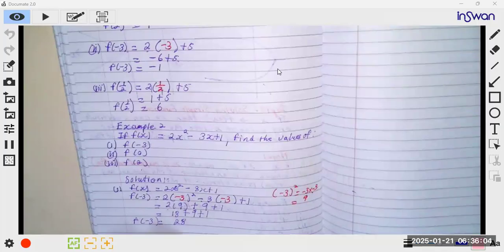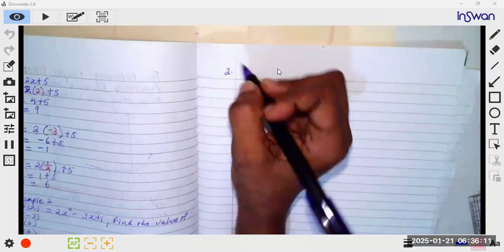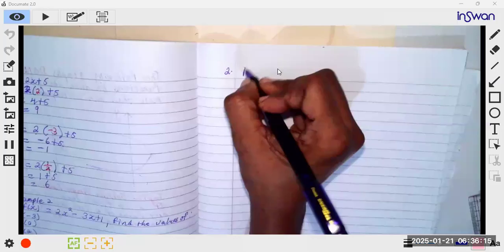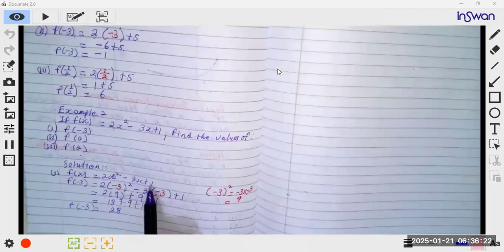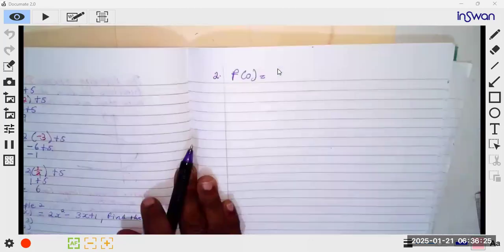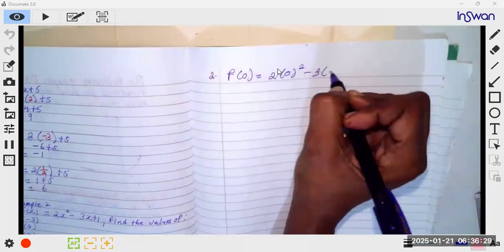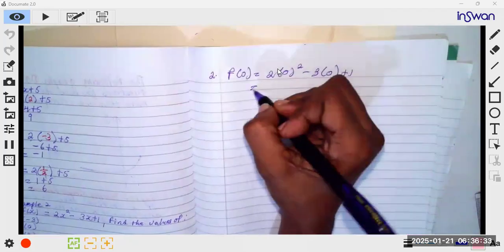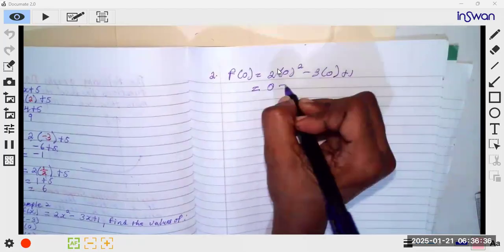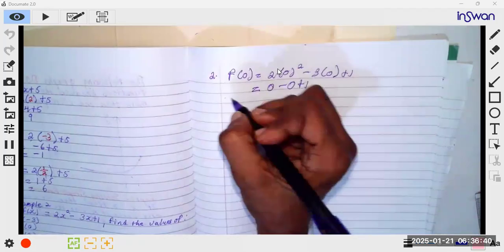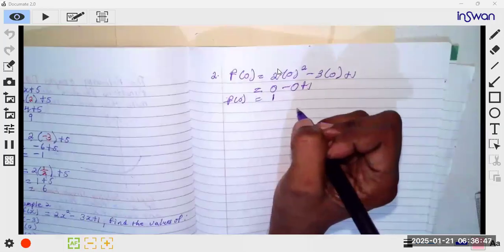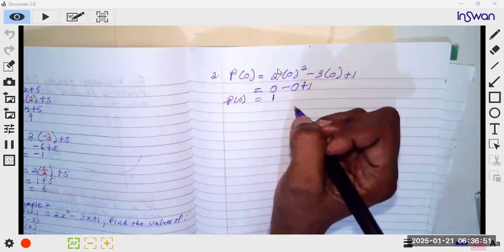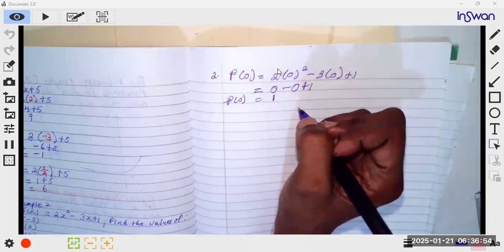All right, so let's go to number 2. Number 2 is f of 0. So we are replacing all the x's in this function with the number 0. So this will be 2 by 0 squared minus 3 by 0 plus 1. 2 times 0 squared, but anything times 0 is always 0. Minus 3 times 0 is 0, plus 1. So f of 0 will be equal to 1.